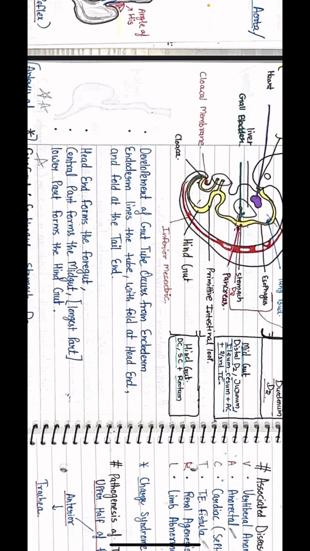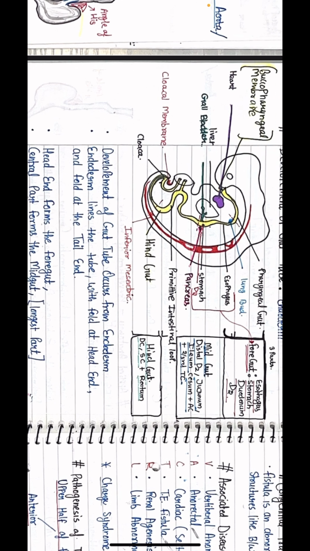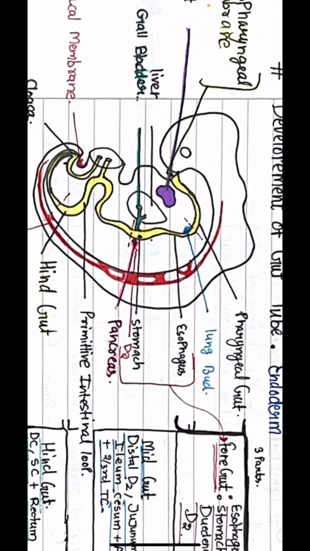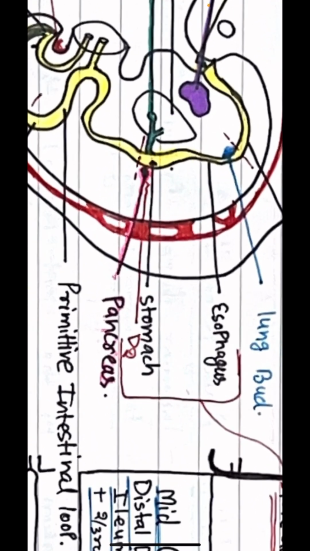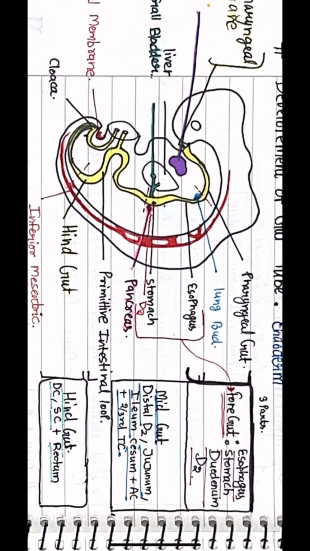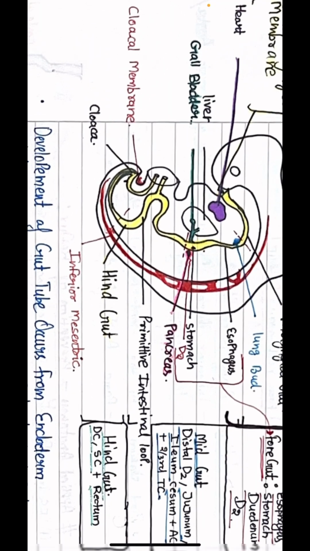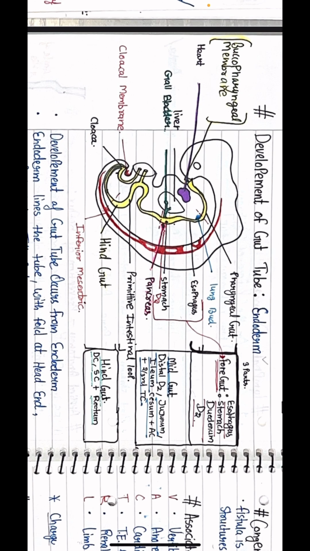Head end forms the foregut, and the central part forms the midgut, which is the largest part. As we can see here, this is the head part, this is the middle part, the red one, and this is the tail part. Don't worry if the diagram is not very clear to you. I'll try to give you some photos from Google as well. I'll collect everything for you, including the x-rays.